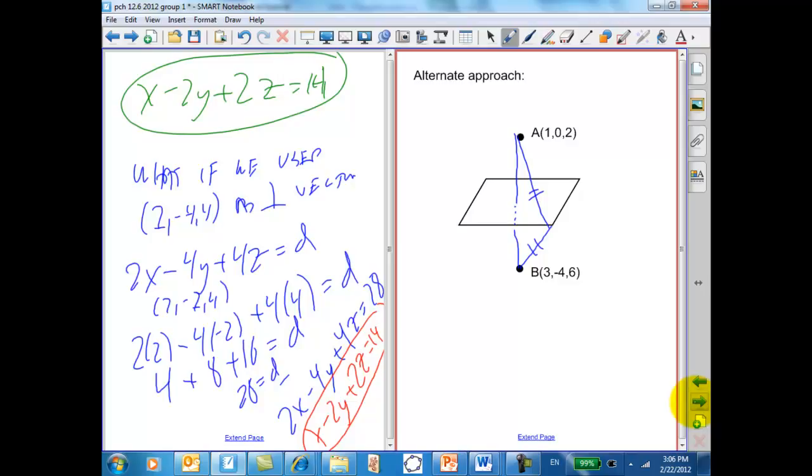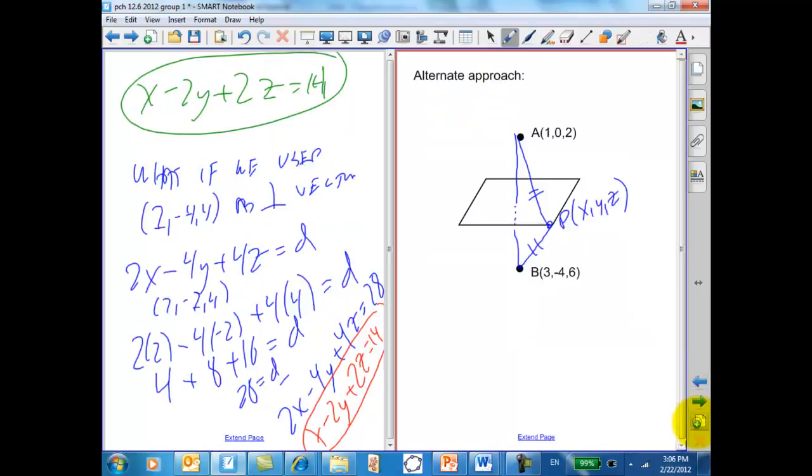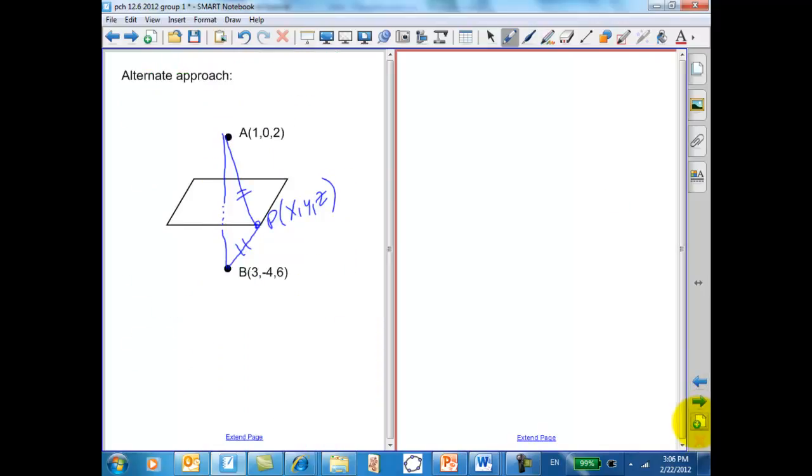Any point in this bisecting plane should be equidistant from the endpoints. So let's call this P, some point x, y, z, in the plane that bisects the segment. So P to A must equal P to B. What's the distance from P to A? x minus 1, y, z minus 2. And then you figure out what we're missing here? The midpoint.